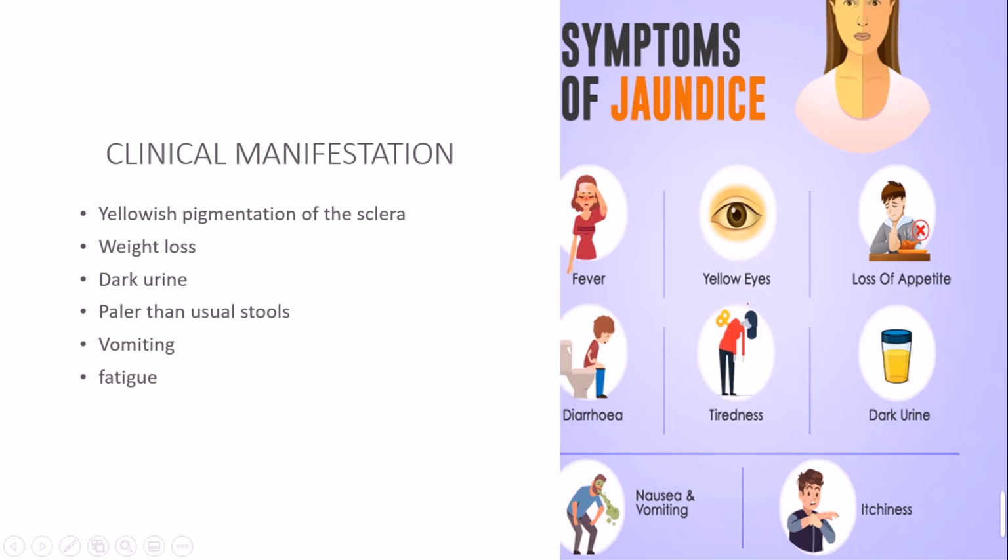Then there will be loss of appetite, because there is liver inflammation, bile duct inflammation, and a lot of other causes behind jaundice that lead to anorexia. The person will face diarrhea. Usually the stool color is yellow, but in jaundice the stool color will become pale, paler than the usual stool. The person will be very fatigued and very tired, and the urine color will also be dark yellow.